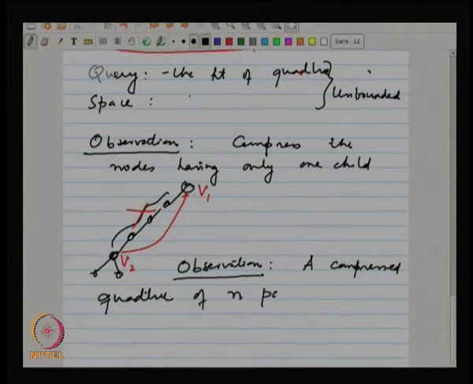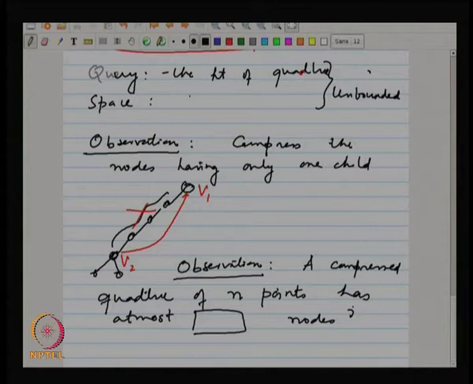Of n points has at most... What is that quantity? Log n? No, how can it be log n? I mean, there are n points, right? Okay, order n. Why is it order n? No, log n cannot be right. No, not the height. The height we are not able to do much, not yet.